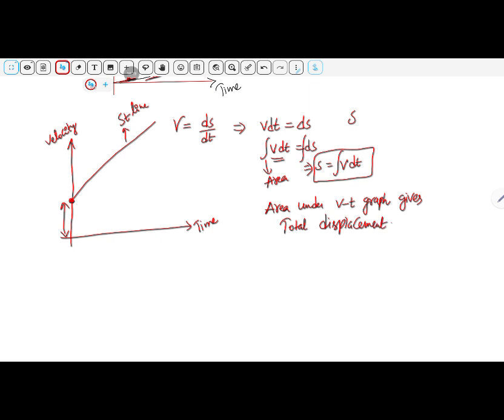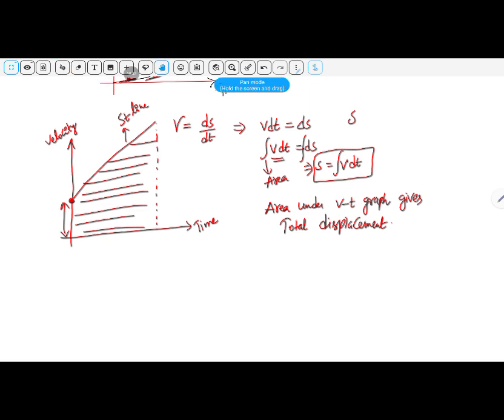Now what is the area under this graph? Up to this point, this is the maximum velocity. If you find the area under this graph up to this point, it gives us the displacement. This is very important and interesting information that the velocity versus time graph gives us.